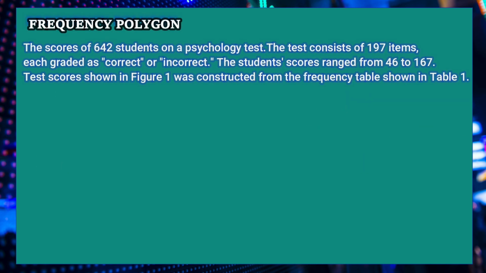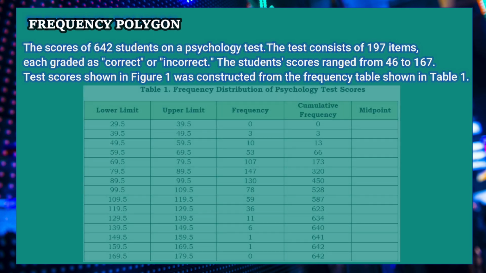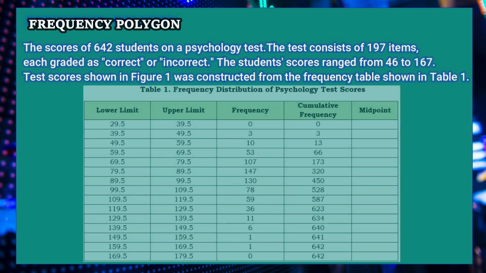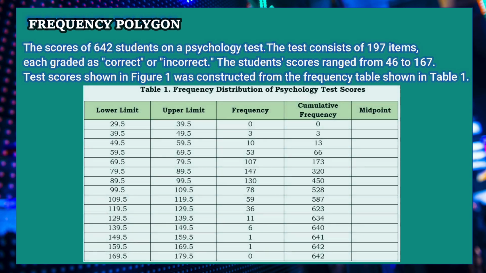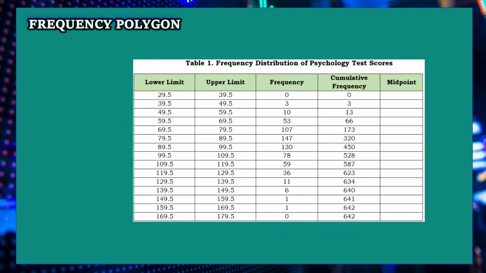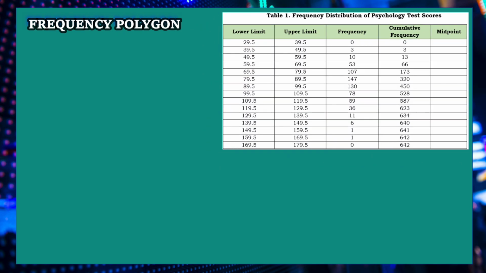For example, the scores of 642 students on a psychology test. The test consists of 197 items, each graded as correct or incorrect. The students' scores range from 46 to 167. Now let's construct the frequency polygon using Table 1, or the frequency distribution of psychology test scores.